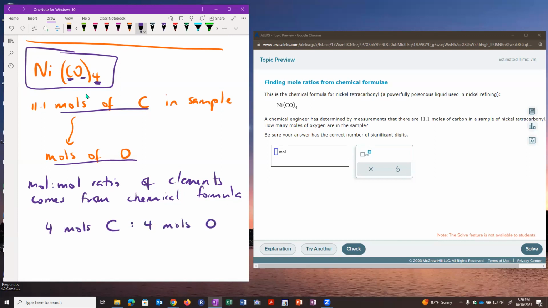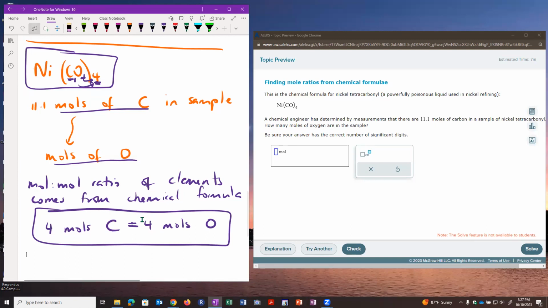Okay, remember the 4 that comes outside the parentheses, everything in the parentheses gets multiplied by that. When you don't see a subscript, 1 is understood to be there. So that's why 1 times the 4 gives us 4 moles of C, and then 1 times the 4 here gives us 4 moles of oxygen. We can insert an equal sign here, and this looks just like an equality, which you can turn into different conversion factors. This is our mole-to-mole ratio of the atoms to each other in our chemical formula.